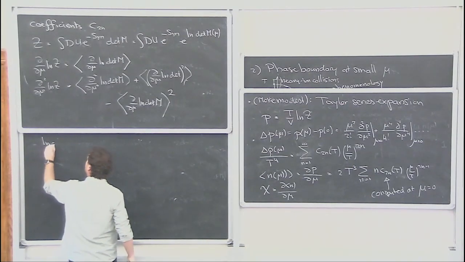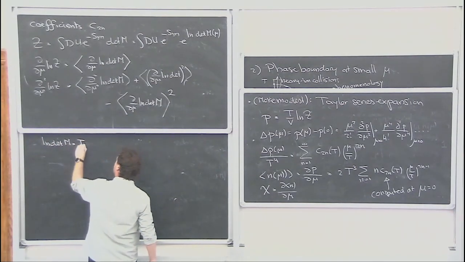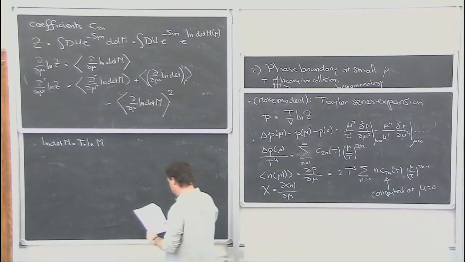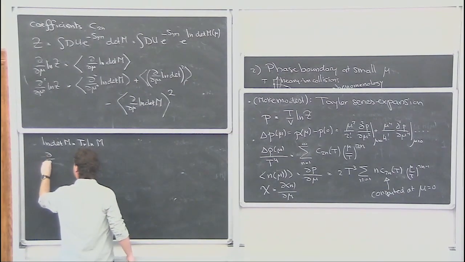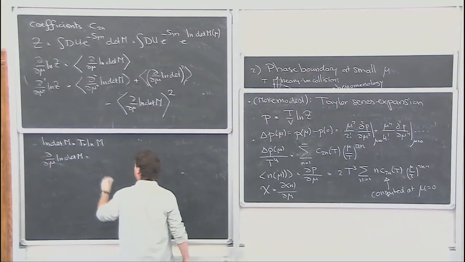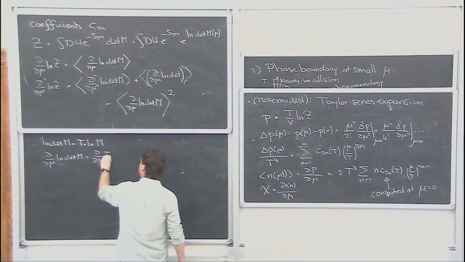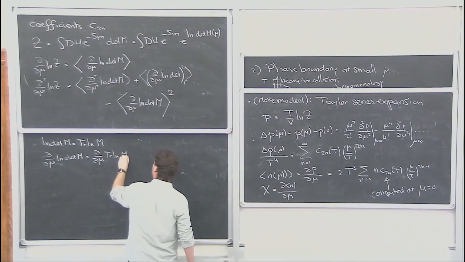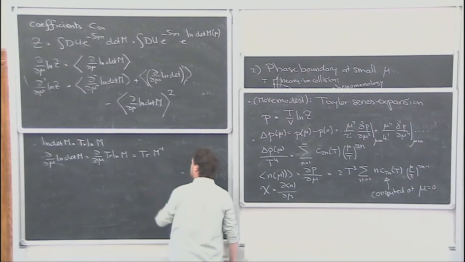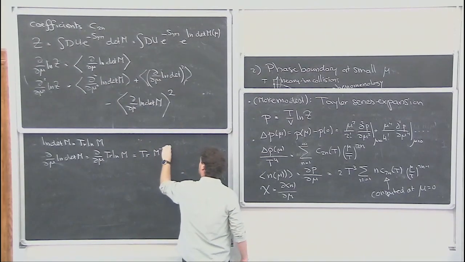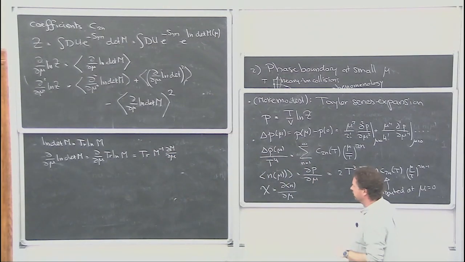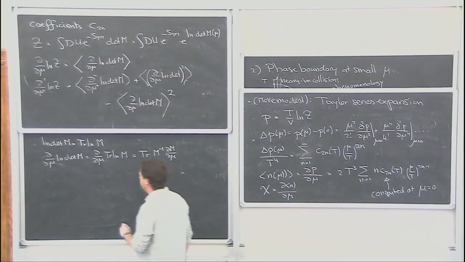So log det of M is trace log of M. If we use this, then the first derivative, d by d mu of log det M, will give me the mu derivative of trace log M. And what is the mu derivative of this? That's the trace of M inverse, and then the mu derivative of M. These are just definitions of derivatives of matrices.